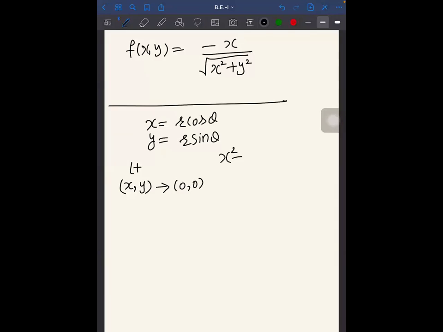So one way is you put a path, y equal to mx. That is straightforward. By putting y equal to mx, you will come to know that this limit does not exist. Another way is you may use polar coordinates as well. Let's see how. Put x equal to r cos theta and y equal to r sin theta. Now if you put that, what will happen? Of course, your r will go to 0.